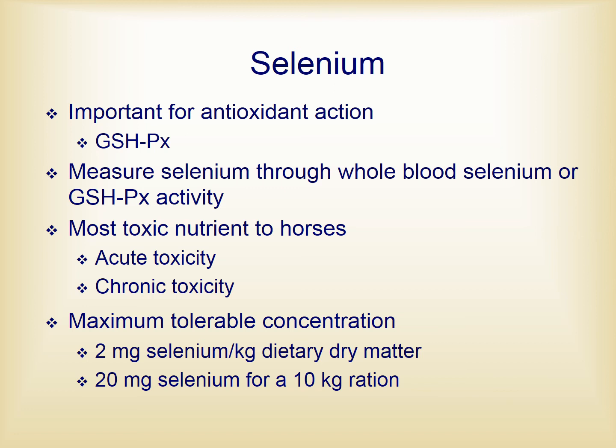Chronic toxicity is more common, and if you're going to be working in the field of equine practice in your veterinary career, you're likely to see some horses that do have chronic toxicity. The maximum tolerable concentration in the ration of a horse for selenium is 2 mg of selenium per kilogram of dietary dry matter. Please note that this is milligram of selenium per kilogram of dry matter, not per kilogram of body weight. If we take an estimation that a horse will consume 10 kilograms of feed, which would be 22 pounds, this is your average 1,000-pound, 1,100-pound horse, using this calculation, that would put the maximum tolerable concentration of selenium at 20 milligrams. So it's a very, very low number.